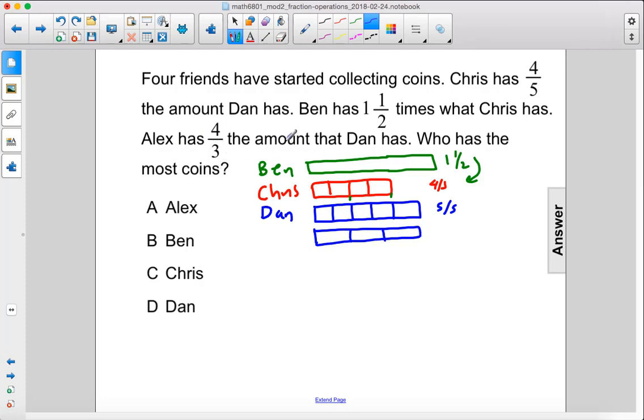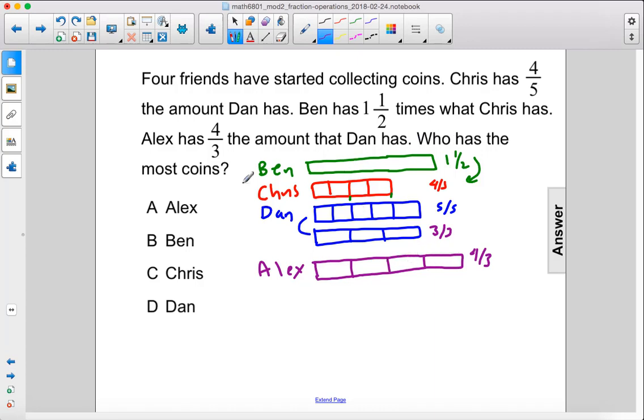So Alex has 4/3 the amount that Dan has. So these are the same. This is still Dan. But we're going to draw Alex below that. So 4/3. So this is 3/3 here. So if we want 4, we're going to have 4 of those exact same length pieces. So 1, 2, 3, 4. This is how much Alex has. He has 4/3. So here's 3/3, 1, 2, 3, and then a fourth one.